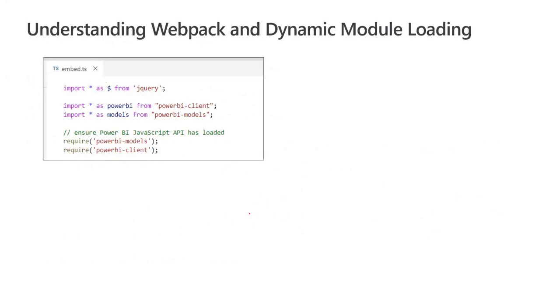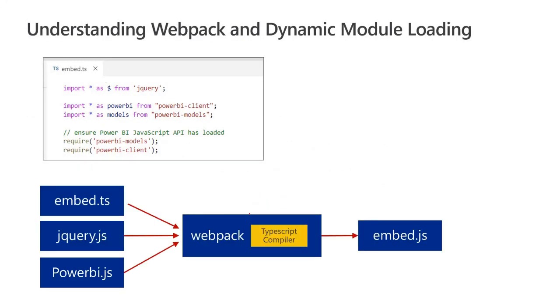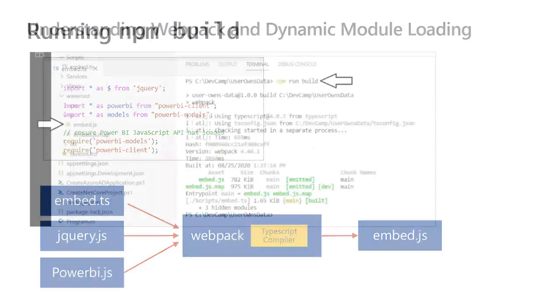Now, one thing that's nice about Webpack is that Webpack adds dynamic module loading to your TypeScript code. So in embed.ts, you can say things like import star as $ from jQuery, and import star, and we're going to import things from Power BI client and Power BI models. What's neat about that is when it compiles the code and builds embed.js, it actually pulls code out of those other libraries. So now you're not going to need a separate reference to Power BI.js. It's automatically going to be included in that file that's automatically built.